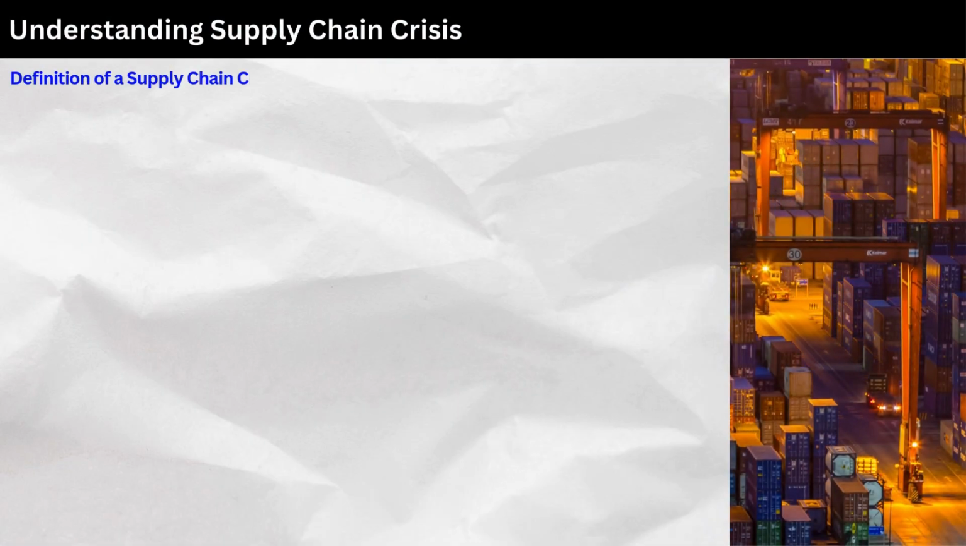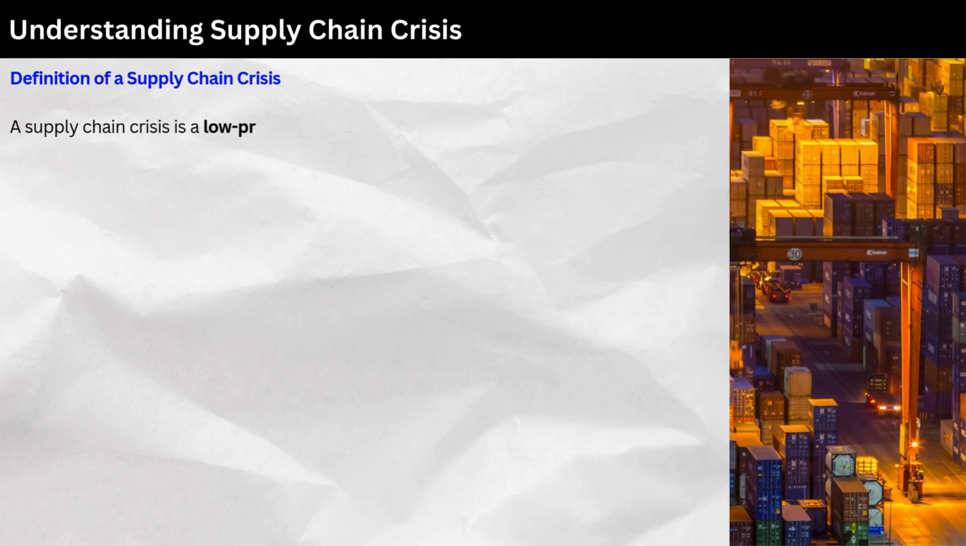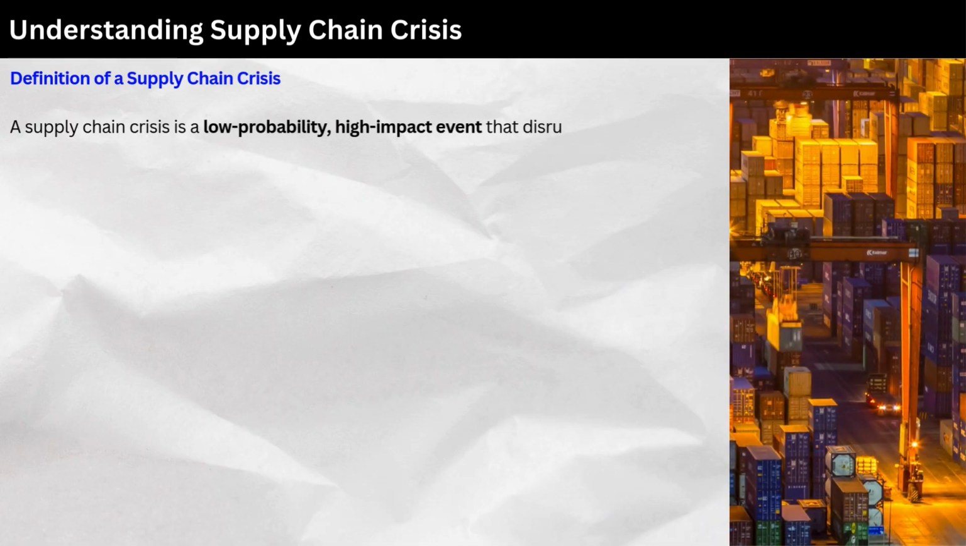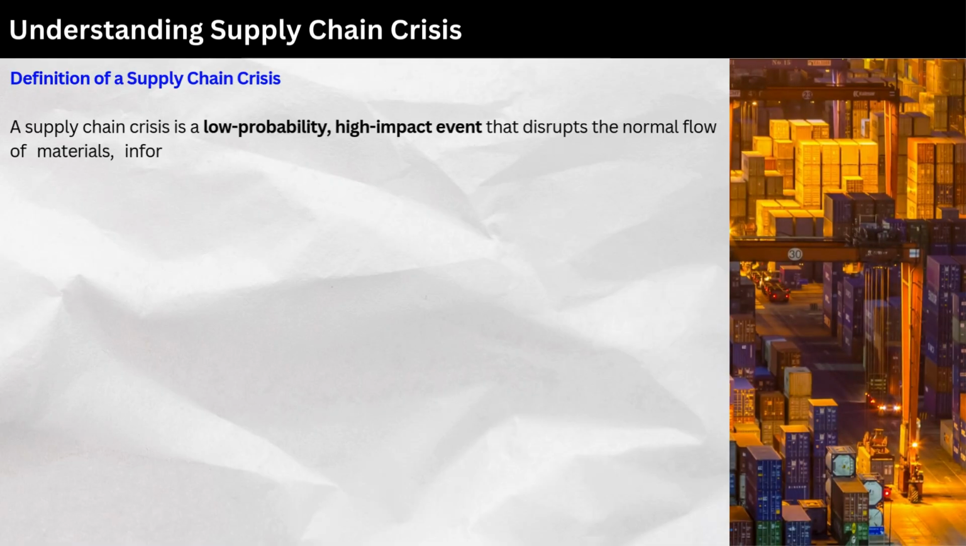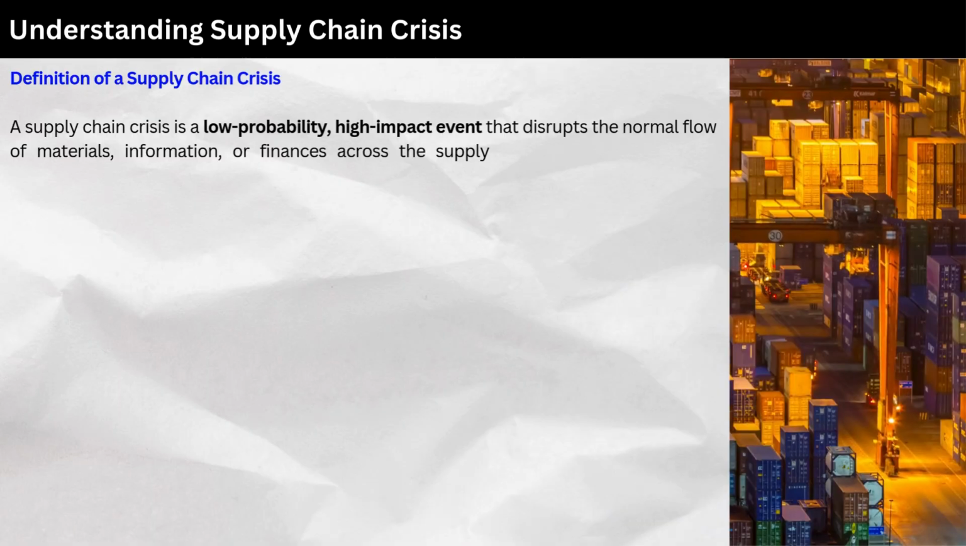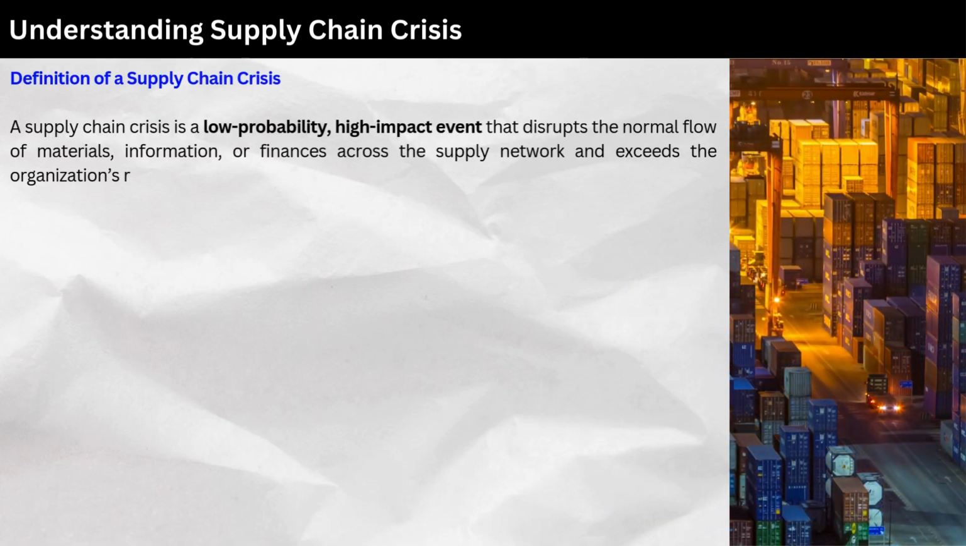Definition of a supply chain crisis. A supply chain crisis is a low-probability, high-impact event that disrupts the normal flow of materials, information, or finances across the supply network and exceeds the organization's routine response capability.